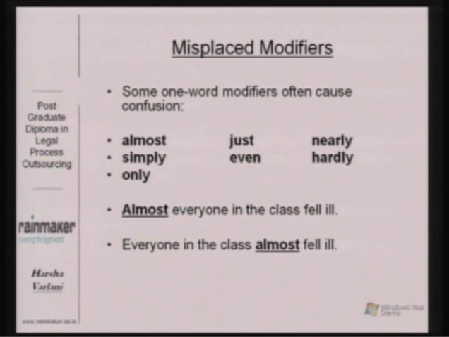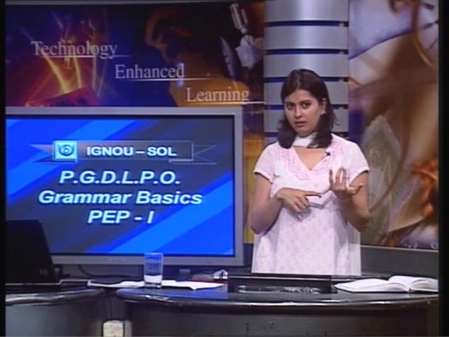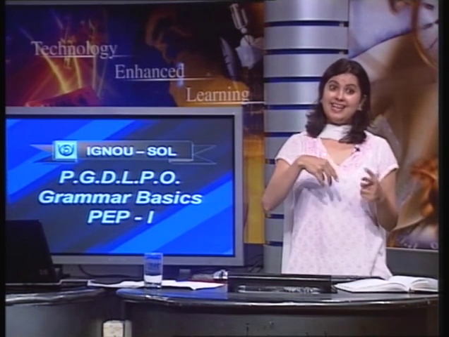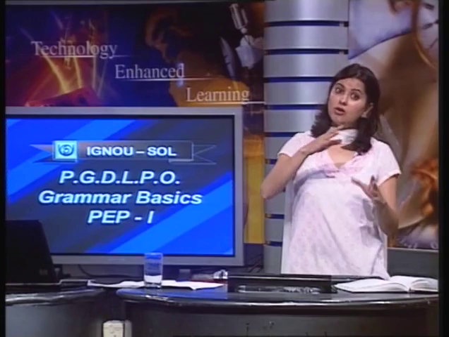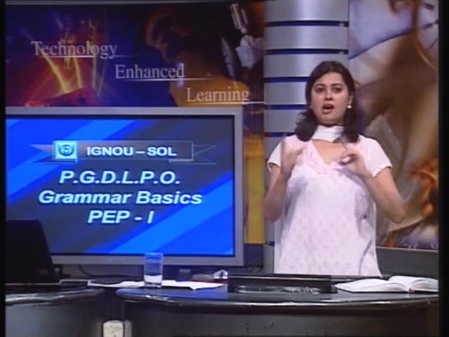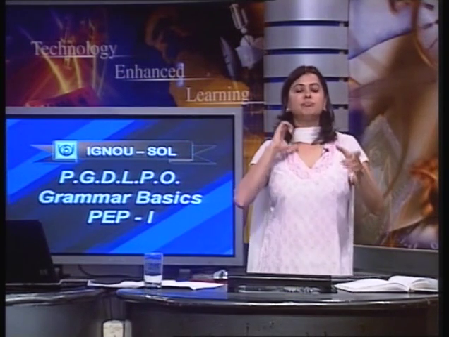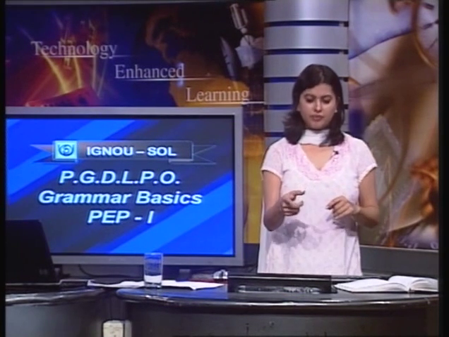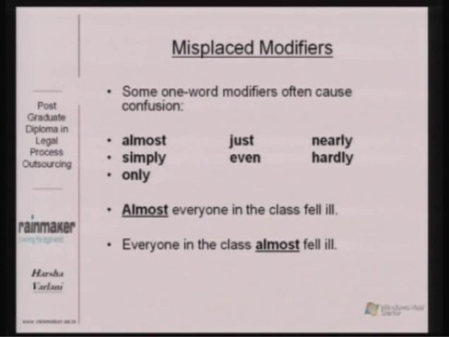What are you trying to say? What is my goal of communicating out here? Am I saying that almost everyone fell ill? That is, most of the class fell ill? Or am I saying everyone in the class almost fell ill? You see how this conveys completely different messages. These are a few of the one word modifiers that cause a lot of confusion while we are writing.